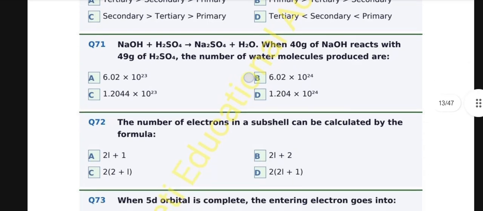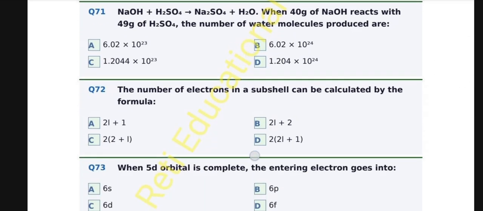Question number 72. The number of electrons in a subshell can be calculated by the formula. D option is correct here. 2 into 2L plus 1. Number of electrons in a subshell is equal to 2 into 2L plus 1, for L is equal to 0.